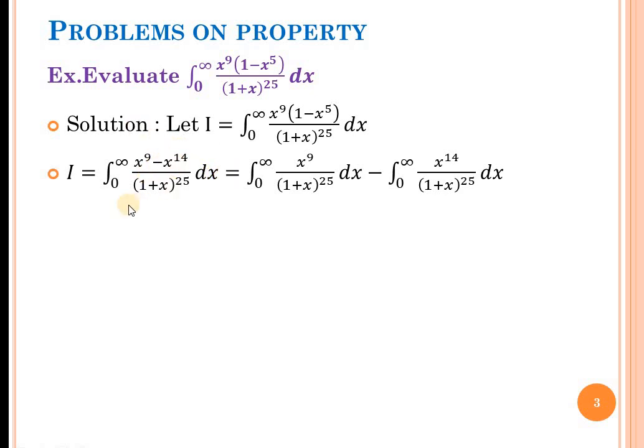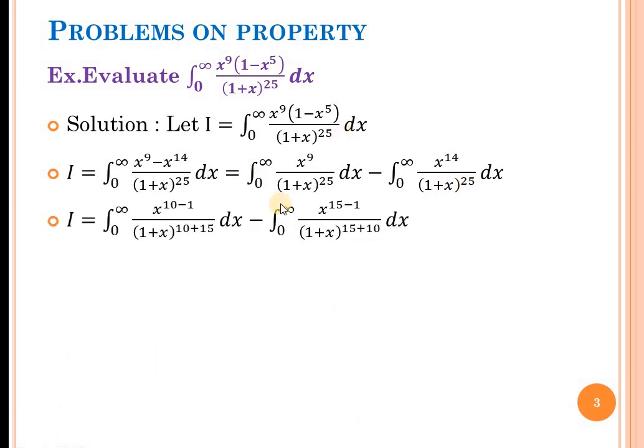Now I separate the denominator as well as the integration over these two terms. So I can write integration 0 to infinity x raised to 9 upon 1 plus x raised to 25 dx minus integration 0 to infinity x raised to 14 upon 1 plus x raised to 25 dx. Now I rearrange this 9 as 10 minus 1 because I want a term of the type m minus 1, and this 14 as 15 minus 1. So you add plus 1 minus 1 here, it becomes 15 minus 1. Here 9 becomes 10 minus 1.